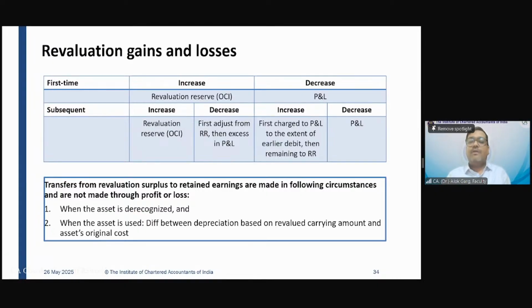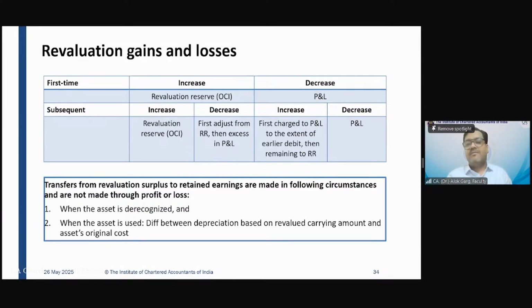It was revalued at 1.25 lakh. Accounting entry तो बता दो, 1 लाख रुपए carrying value है intangible asset की. Intangible asset account debit to revaluation reserve. Where is the revaluation reserve? In OCI. Intangible asset account debit 25,000 rupees to revaluation reserve 25,000, being intangible asset revalued.